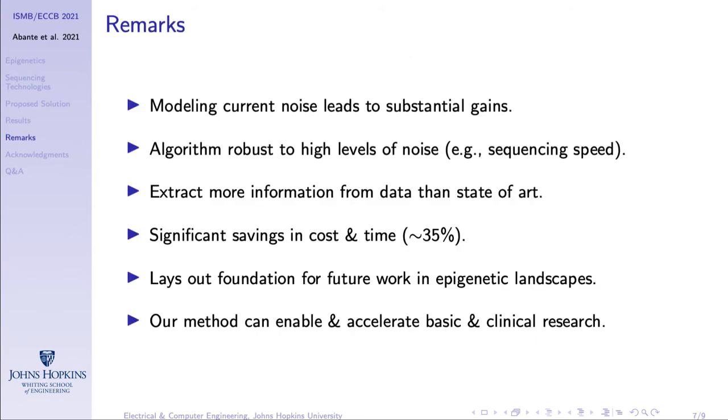So here we presented the first method for landscape analysis for nanopore sequencing data. We show that modeling the noise in the current signal leads to substantial gains, and we propose an algorithm that is robust to various degrees of noise, making it very general. This would allow, for example, for a higher sequencing speed. Our approach extracts more information from the data, and it provides significant savings in terms of sequencing cost and time per read used in the analysis. This has huge implications considering that sequencing takes days and thousands of dollars.